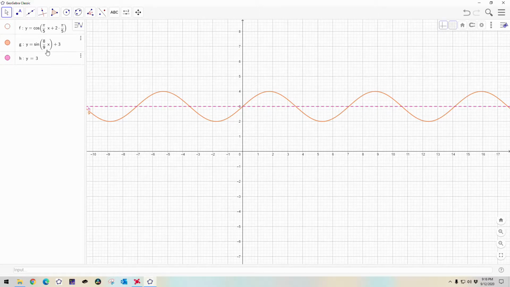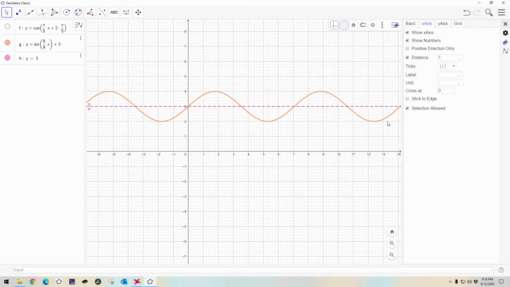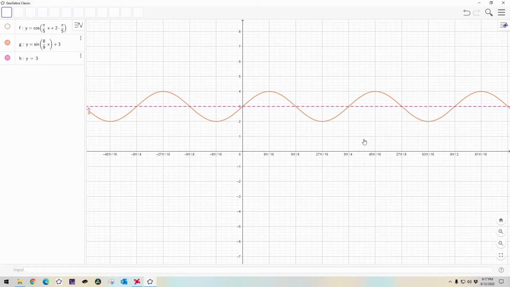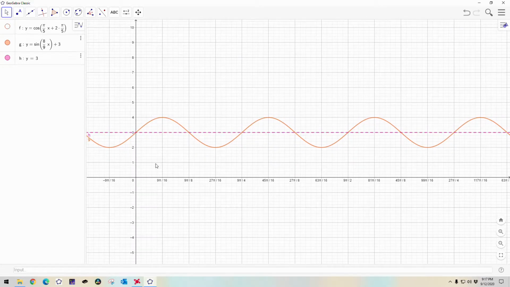The period, of course, the 2 pi divided by 8/9 did give me 9 pi over 4, right? So then we did pi over 16s were the intervals there. So let's actually take a look and see what happens when we change that around on our x-axis to 9 pi over 16, like so. 9 pi over 16 was our quarter period, and you can see right here the 9 pi over 16 is the peak.